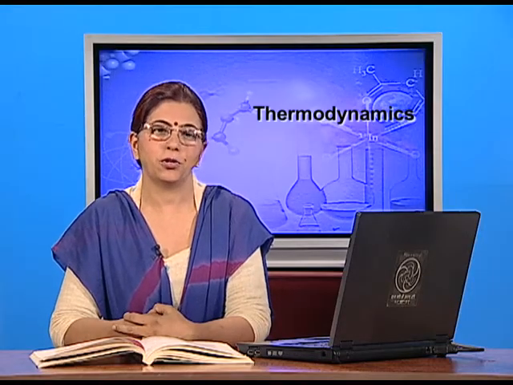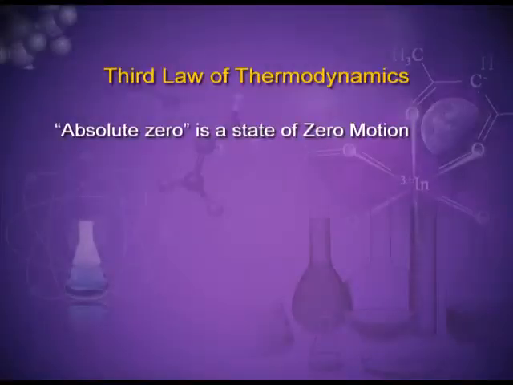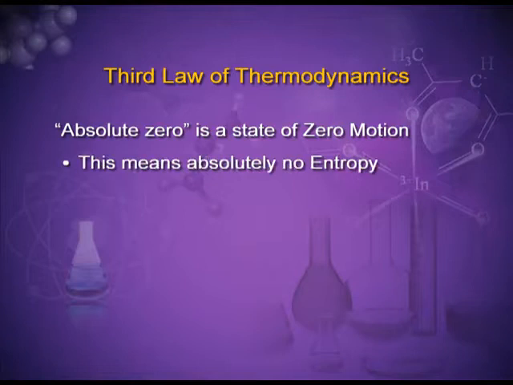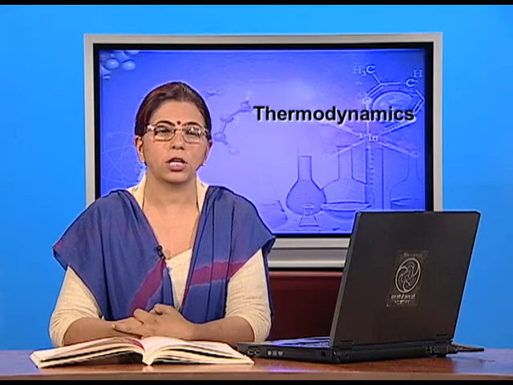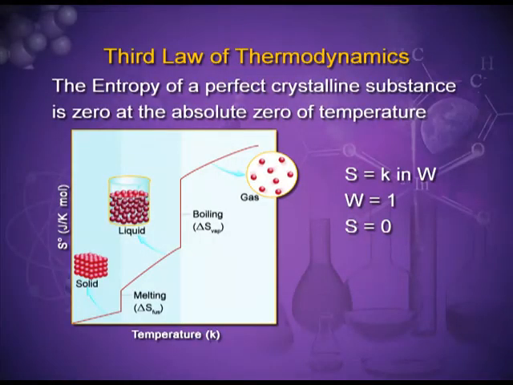Third law of thermodynamics. Absolute zero is a state of zero motion. This means absolutely no entropy, and that cannot be reached. The state of zero entropy cannot be reached. The third law of thermodynamics states that the entropy of a perfect crystalline substance is zero at the absolute zero of temperature.